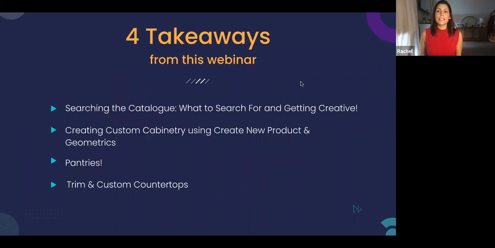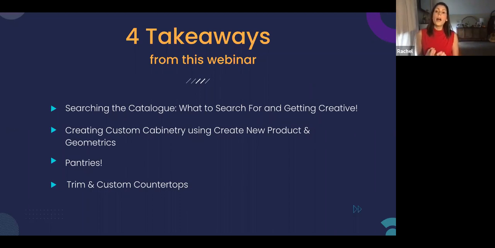Okay, so today's webinar, we're going to be going over, first and foremost, one piece of feedback that I get constantly on demos with designers: there's some confusion over what to even search for when it comes to kitchens. So we're going to go over what words to search for specifically in the catalog and how you can get creative and use something like a wall partition to replicate something else. And that'll make more sense a little bit later.